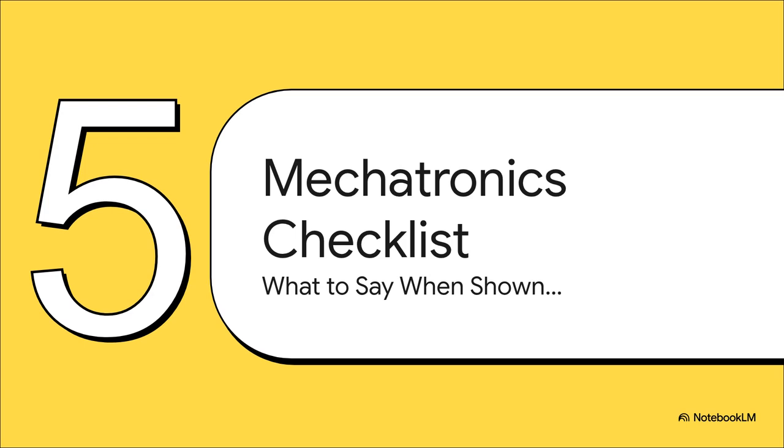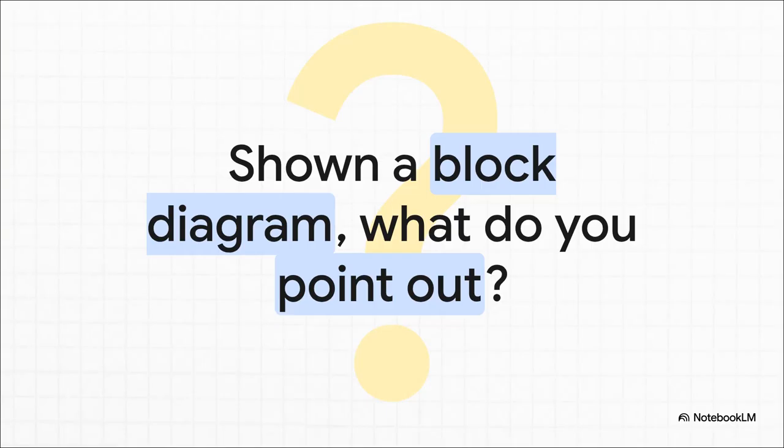Okay, let's bring this all home. We want to make sure you can walk away from this and confidently explain these concepts. So let's just run through a quick scenario. Imagine you're in a lab, or maybe it's an exam, and you're shown a block diagram of some kind of control system. The professor points to it and asks you to analyze it. What are the key things you should immediately look for and point out to show that you really get it?